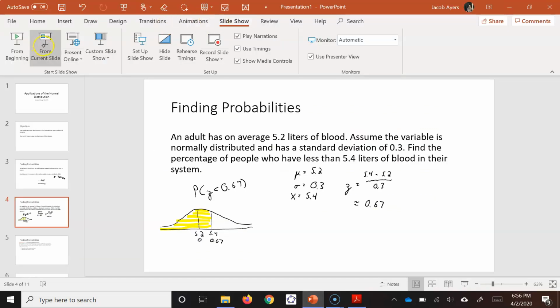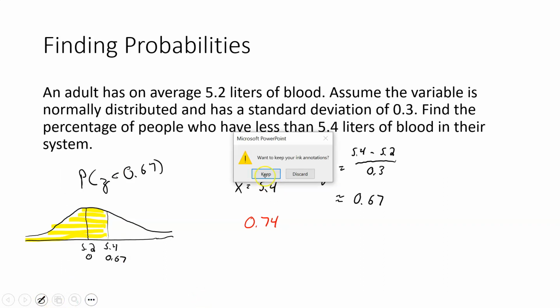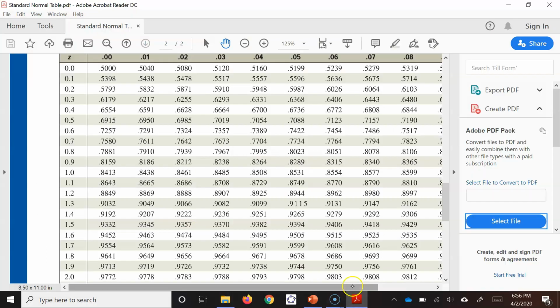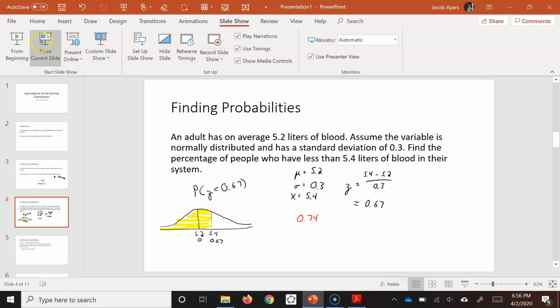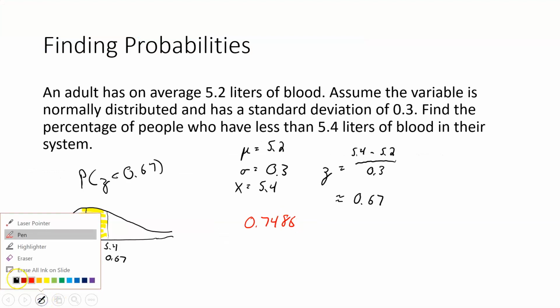So the probability is 0... Oh man, I don't remember what it was. I guess we will have to look at it again. 0.7486. Okay, 0.7486. Try that again. 0.7486. Change this back to black.